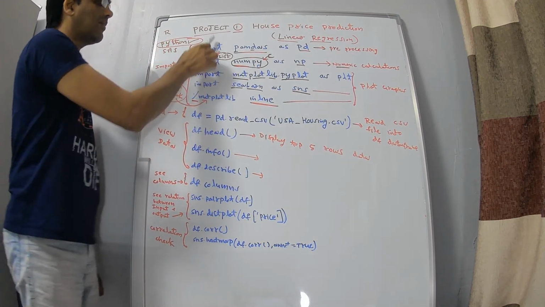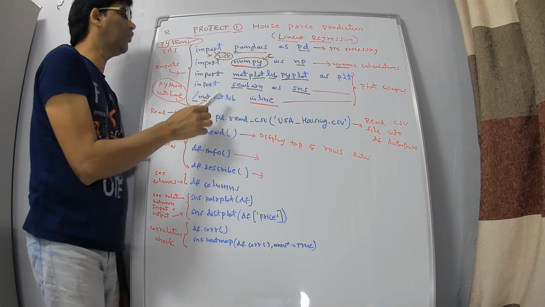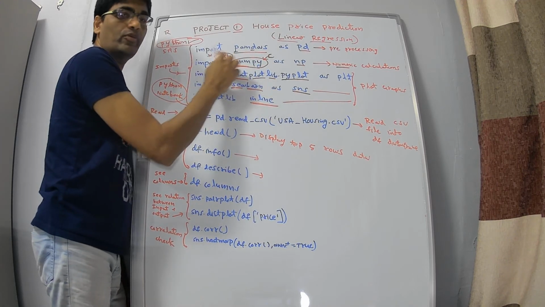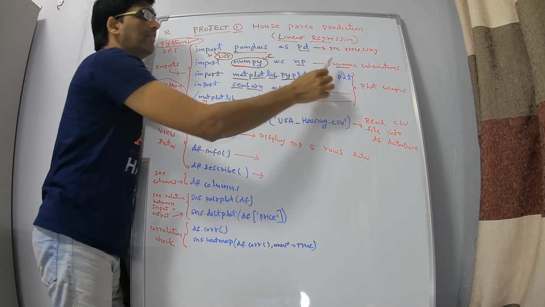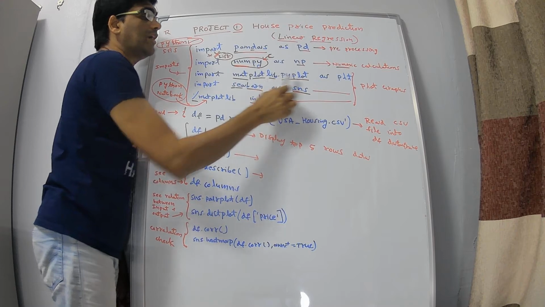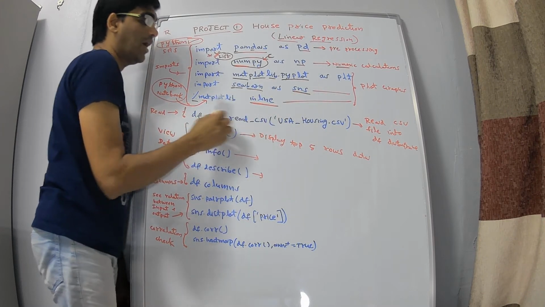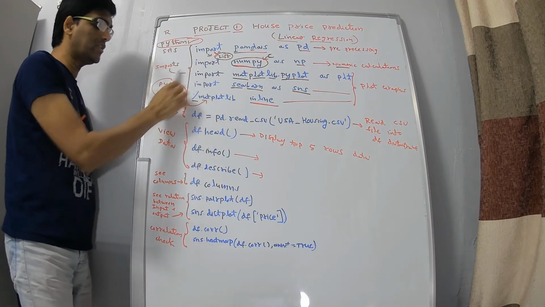So that's all, friends, about imports. To very quickly summarize, we have imported the pandas library for pre-processing purpose, and we have imported the numpy library for numeric calculation. Then for plotting purpose, we have imported matplotlib.pyplot, seaborn, and we have given inline, friends, so far. So now importing is all done.